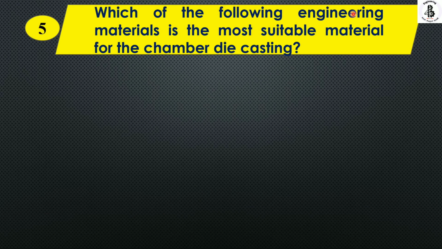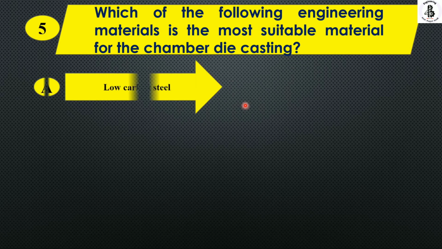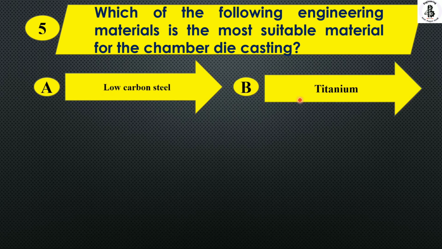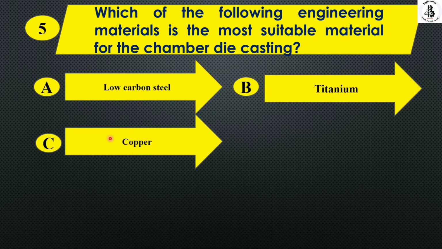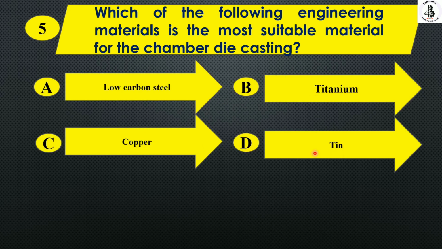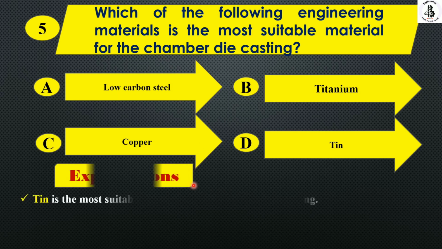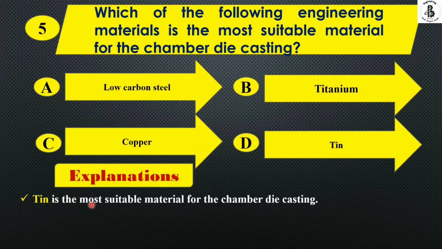Which of the following engineering materials is the most suitable for hot chamber die casting? Option A, low carbon steel. Option B, titanium. Option C, copper. And option D, tin. Basically, in the hot chamber die casting process, low melting alloys are used. So tin is the most suitable material. The right answer is option D.